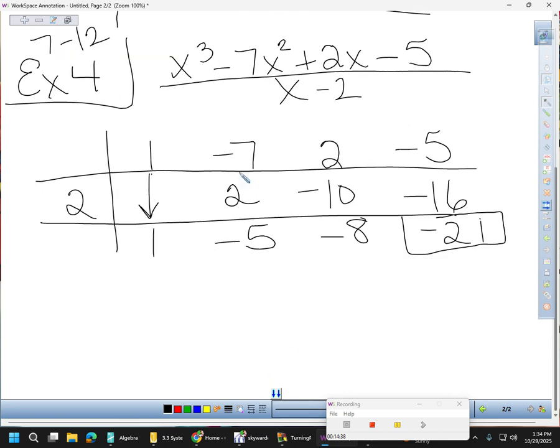This last one is our remainder. So here's how we're going to write it. First of all, this started as x to the third. We now get 1x squared minus 5x minus 8 plus negative 21 over what we're dividing by.